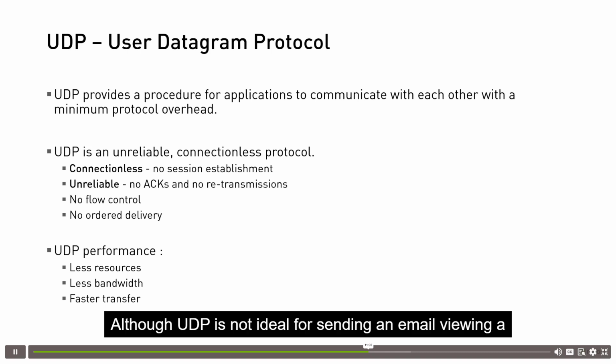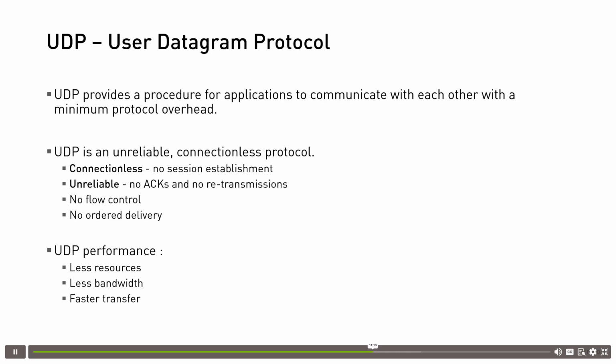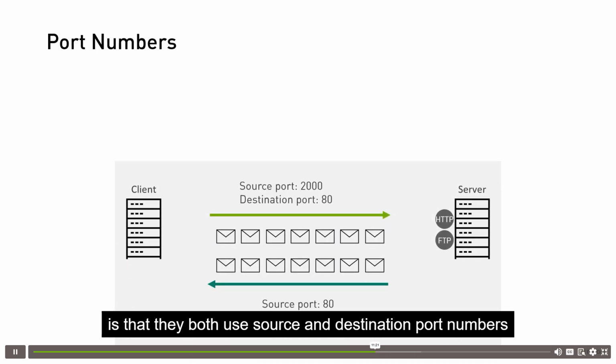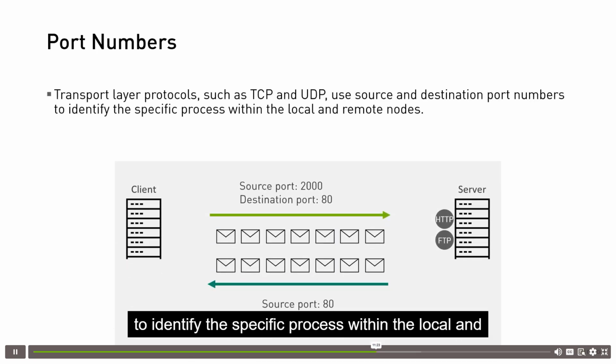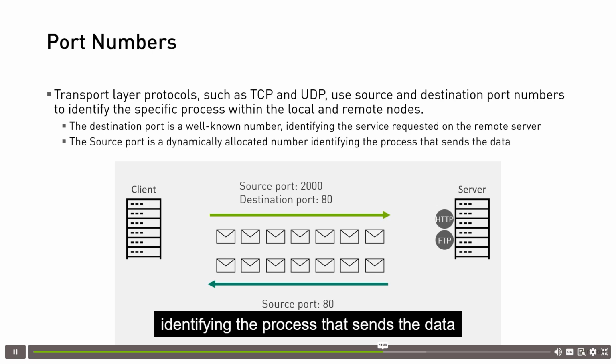Although UDP is not ideal for sending an email, viewing a web page, or downloading a file, it is largely preferred for real-time applications like voice or video. One thing that TCP and UDP have in common is that they both use source and destination port numbers to identify the specific process within the local and remote nodes. The destination port is a well-known number, identifying the service requested on the remote server. The source port is a dynamically allocated number, identifying the process that sends the data.